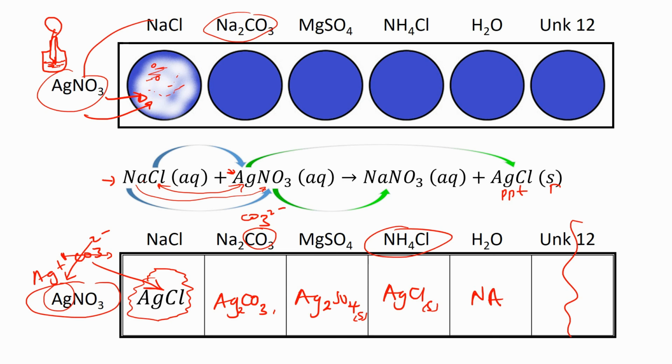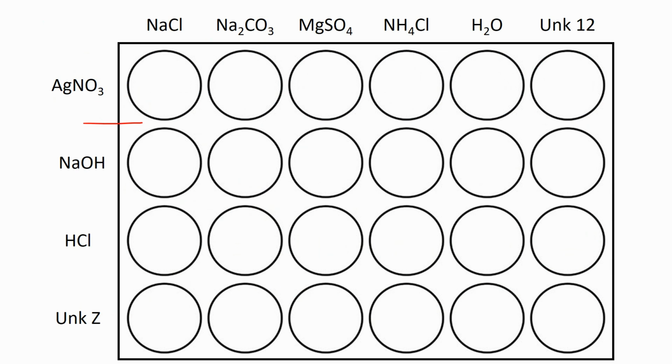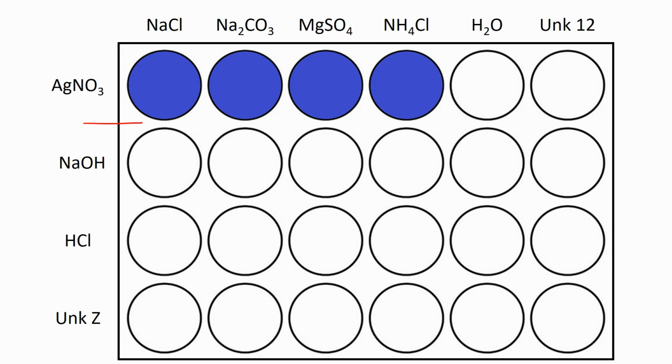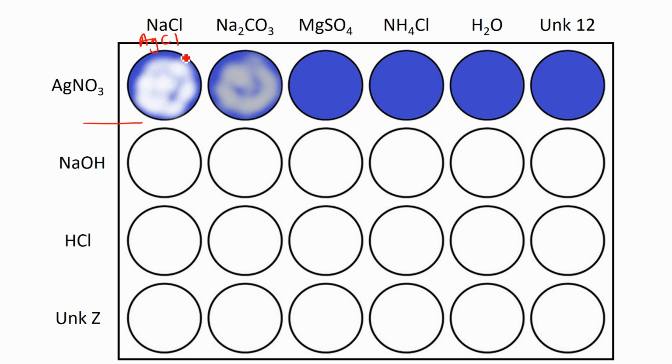So these boxes written in red is what will be covered in the first blue. You see, we said here is silver chloride. It should be a white precipitate. This is silver carbonate. It should be a white precipitate.